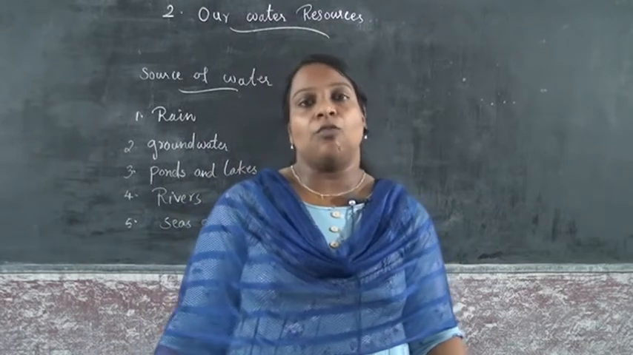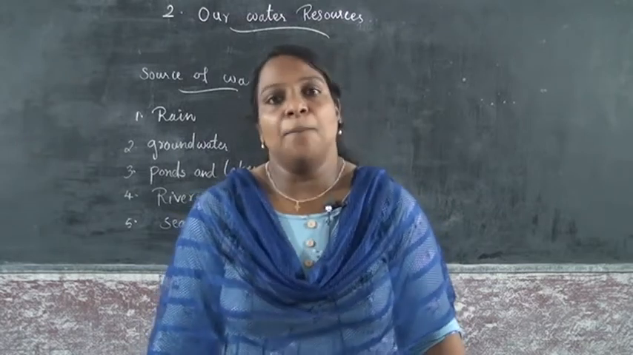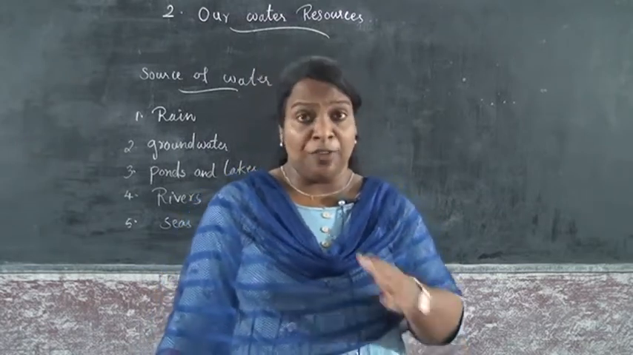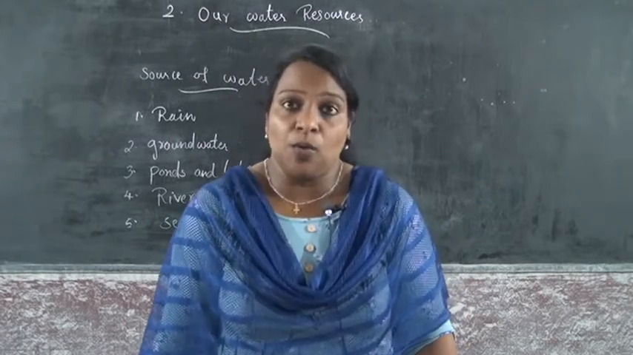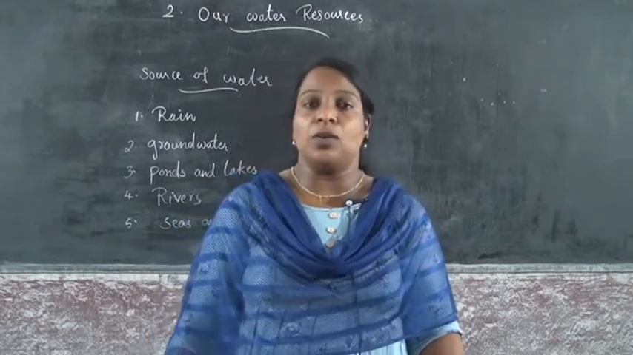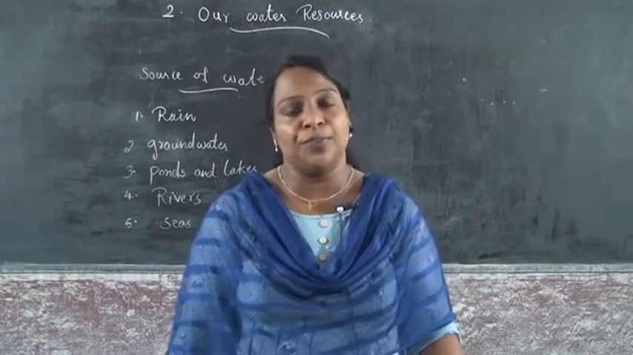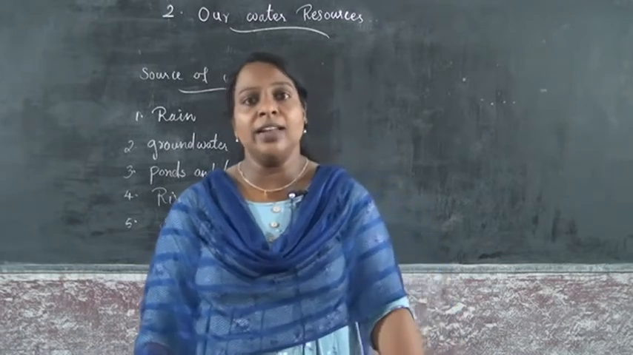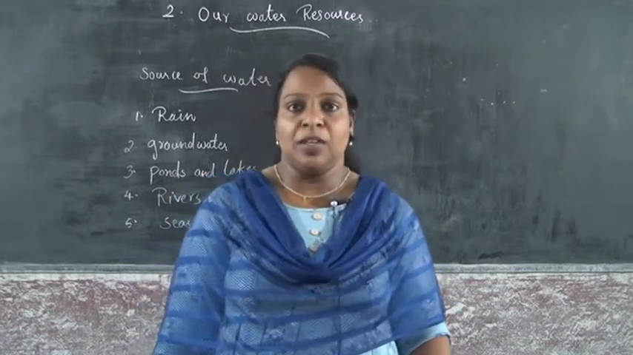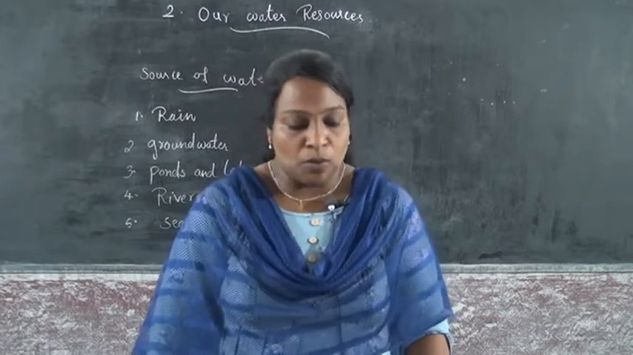So these are the sources of water. Which are they? Rain is the main source of fresh water. Second is groundwater. Third is ponds and lakes. Fourth is rivers. Fifth is oceans and seas. Okay, these are the sources of water.